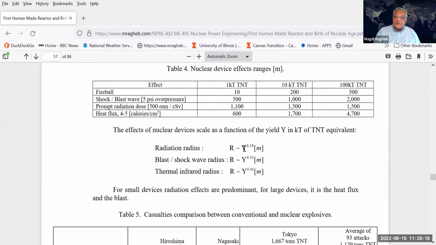And if you take the yield to a certain power ratio, power factor, you can calculate the range in meters of radiation destruction, blast, shockwave, and thermal infrared. You notice that the fireball, in meters, for a 10 kiloton TNT device can reach a size of 200 meters, and the shock blast can reach 1,000 meters or 1 kilometer in size.